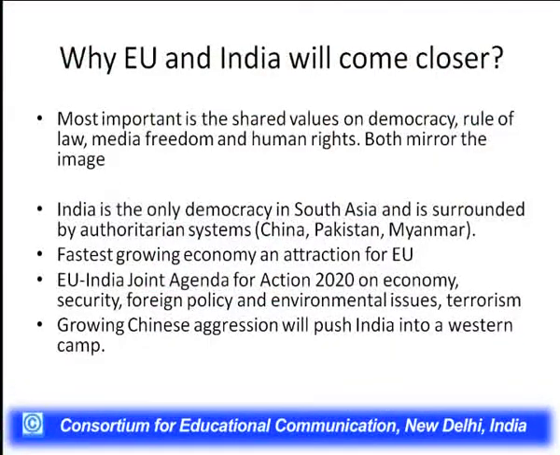The European Union and India have signed this joint agenda for action 2020, where they are going to cooperate on the issues of economy, security, foreign policy, environment, and terrorism. And so that is going to be very important in the near future.